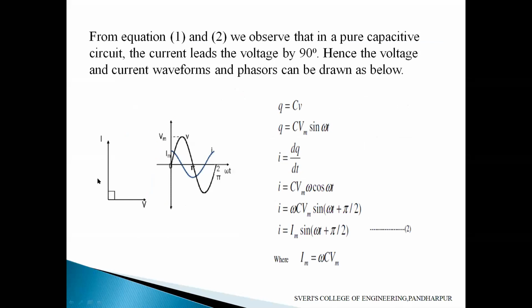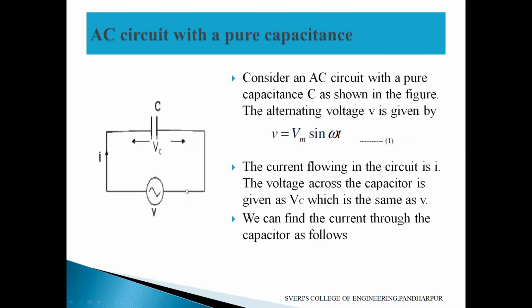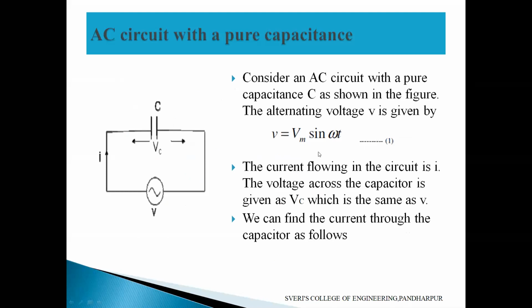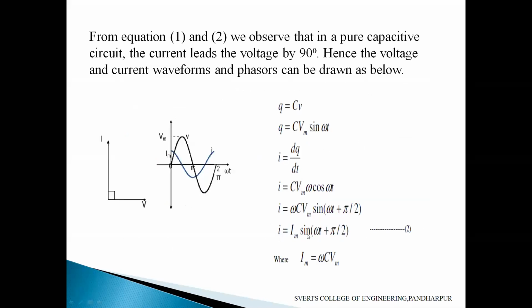This is the phasor diagram and this is the voltage waveform. Comparing with these two equations, V equal to Vm sin omega t. So the voltage waveform starts from 0, the first half cycle completes at pi and the next half cycle from pi to 2 pi. Now consider I equal to Im sin(omega t plus pi by 2). Where is the plus pi by 2 here?